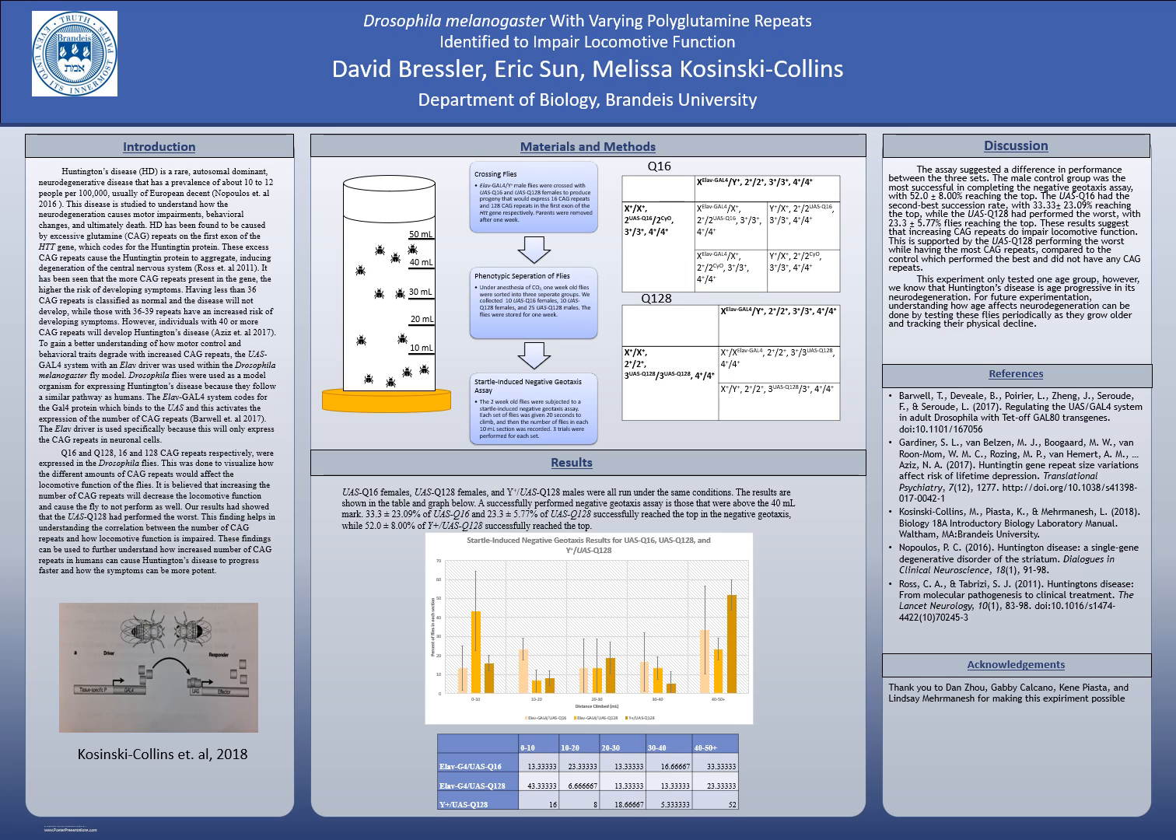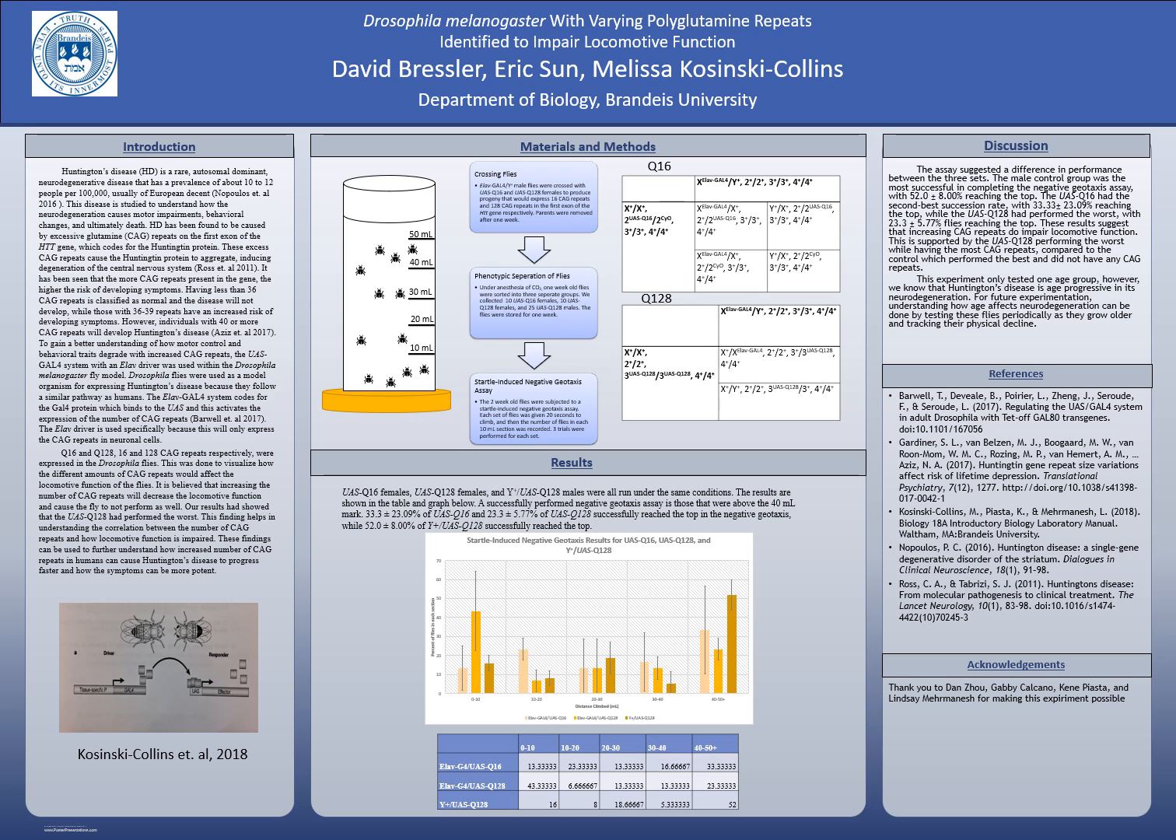What we're researching is Huntington's disease, a rare neurodegenerative disease that currently has no cure and is fatal. The neurodegeneration of this disease is important because we need to understand how motor impairment occurs and the system behind it. Huntington's has been found to be caused by excessive glutamine or CAG repeats on the first exon of the HTT gene, and this gene codes for the Huntington protein.